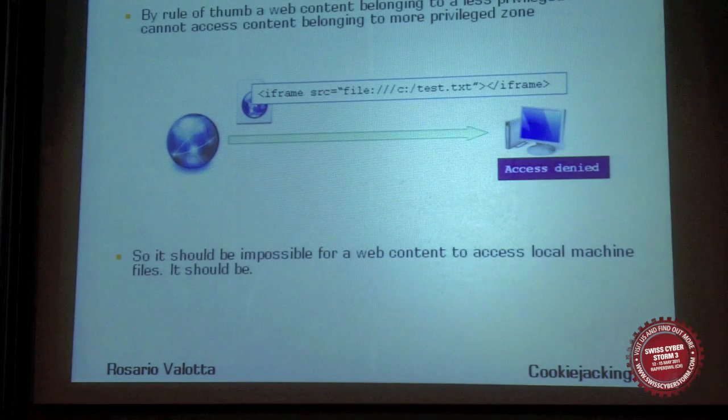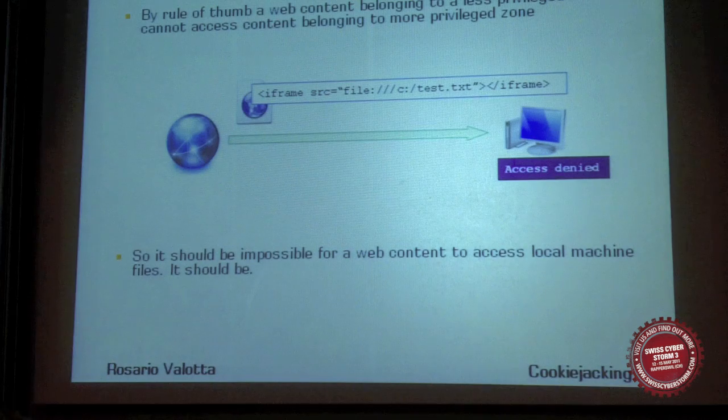Okay, we were talking a while ago about cross-zone interaction. How does it work? By rule of thumb, web content assigned to a less privileged zone cannot interact with content assigned to a more privileged zone. For instance, if we set up a simple web page and put an iframe inside it, we can set the source of this iframe to a local file on our machine. As soon as this web page is rendered within the browser, an access denied error is raised.